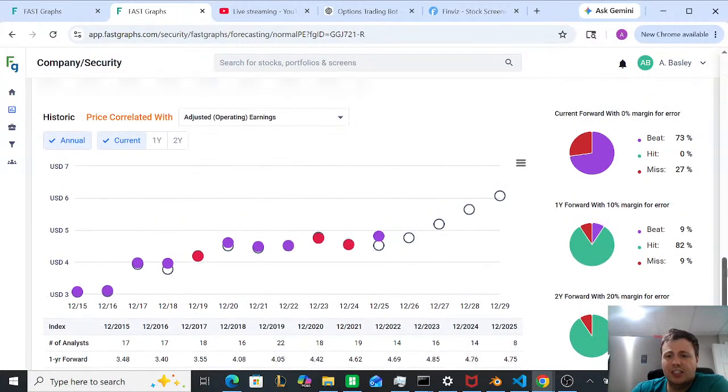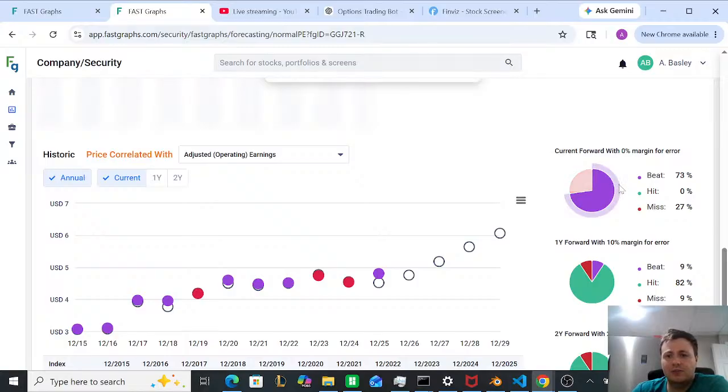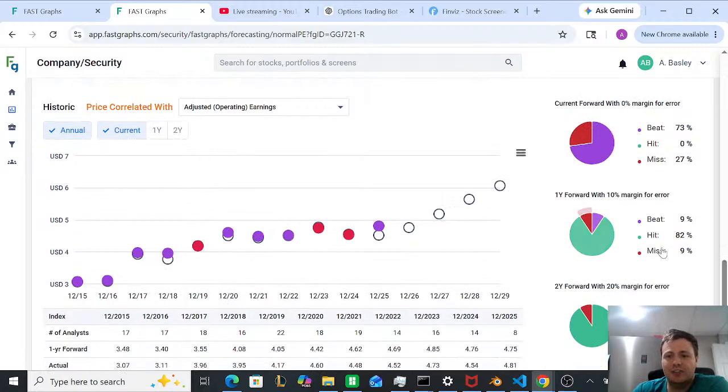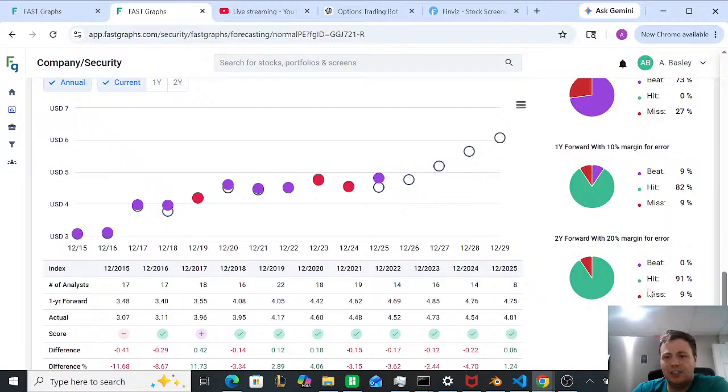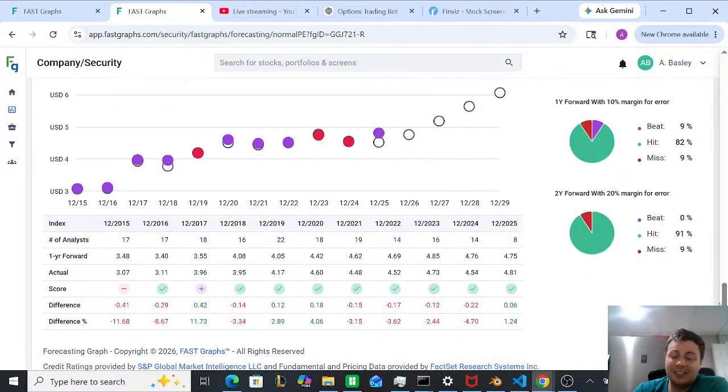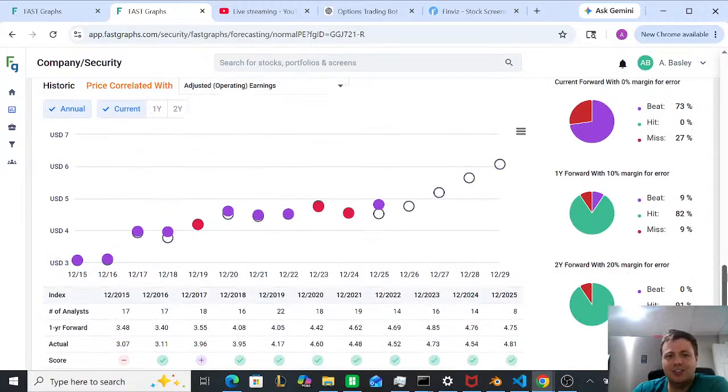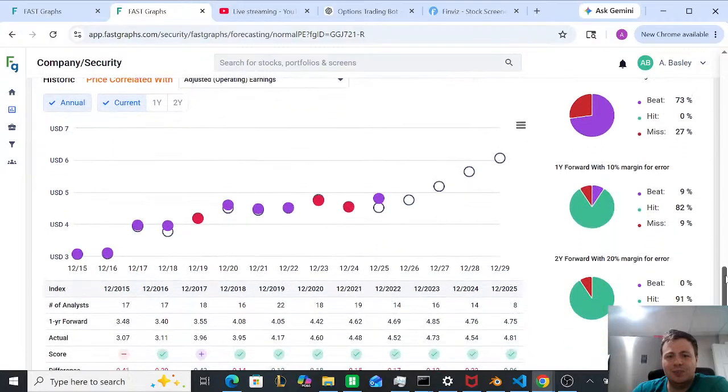So we can see here that British American Tobacco almost always, I mean 75% of the time, beats with 0% margin of error. And if you give the analysts a 10% margin of error, it hits or beats 91% of the time. That's 1 year forward, and 2 years forward they hit 91% of the time. That makes sense if we think about it. It's tobacco, it's an addictive product. How hard could it really be to predict, right? So they've got their spreadsheets dialed in. Not many surprises with this.